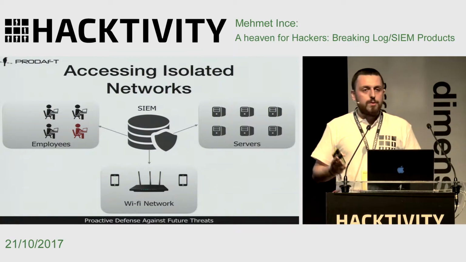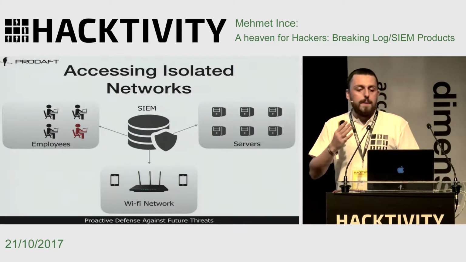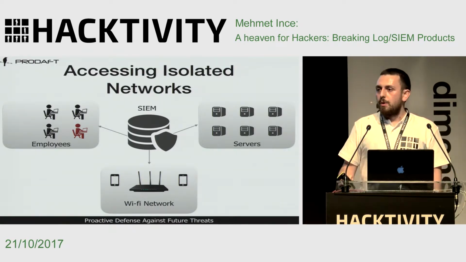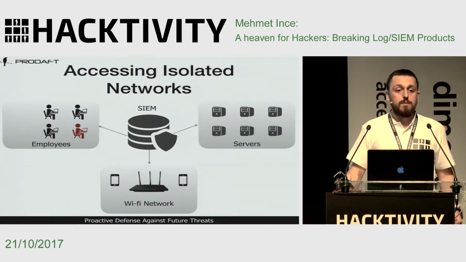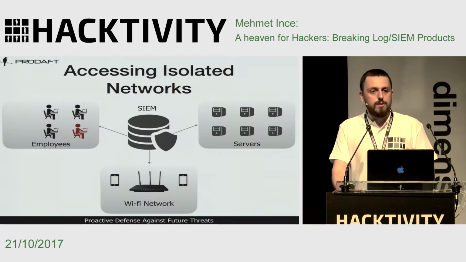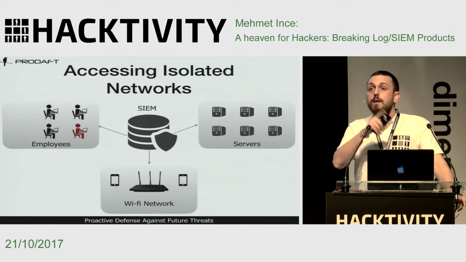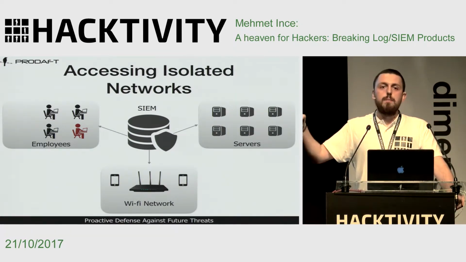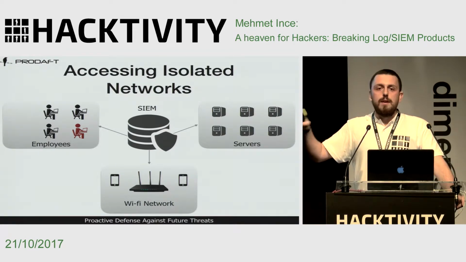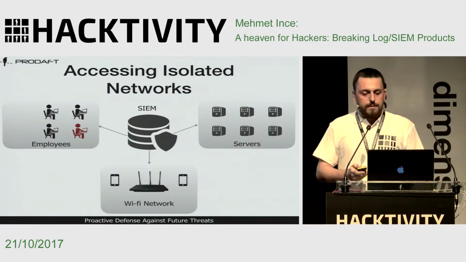Another attack scenario is related to accessing isolated networks, because SIEMs or log management products have privileges in your network. That means those kinds of products need to access almost everywhere, so they can access all the log files and trace what's happening in your network. So if the attacker gains access to the employee network, successful exploitation of the SIEM product can lead to access almost everywhere by performing a network pivoting attack.